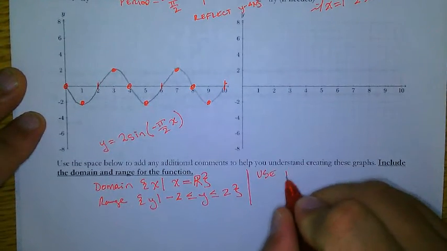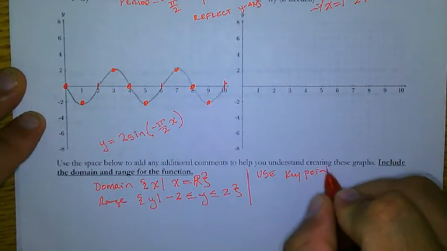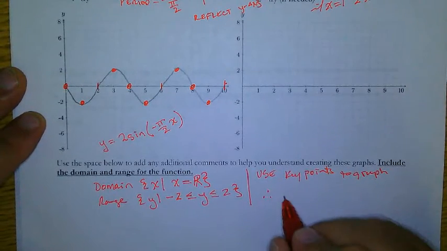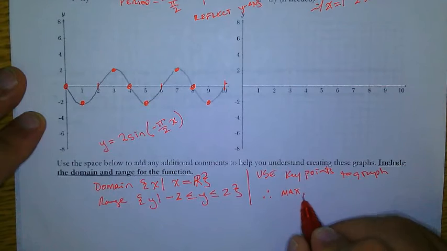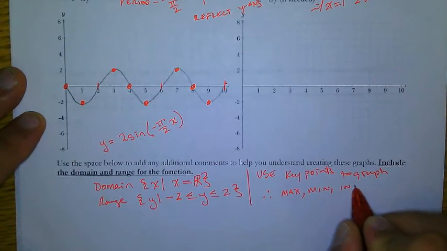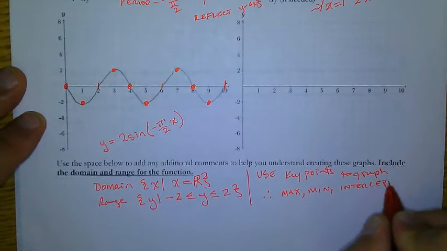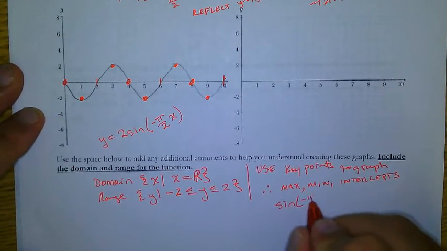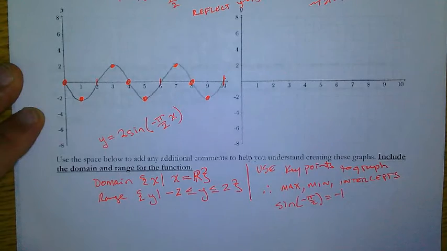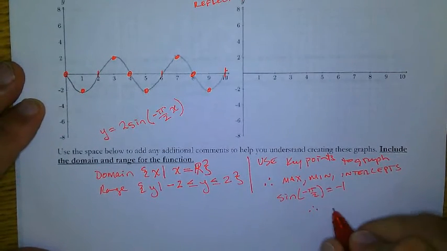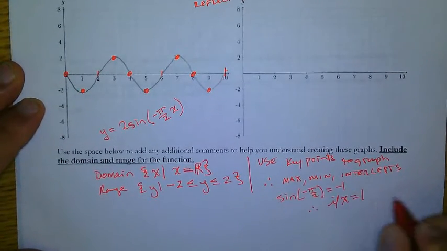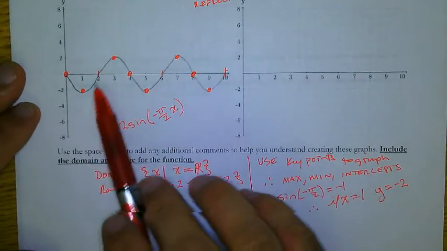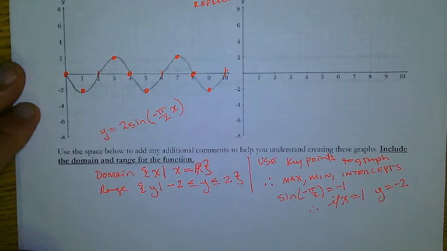We know that we want to use key points to graph, right? What that means is that we're looking for our maximums, our minimums, and our intercepts. Right? So, for example, for this one, I know that the sine of negative pi over 2 is equal to negative 1, so therefore, if x equals 1, y equals negative 2. Right? And that can help me with drawing the graph. Very, very important that we can understand that process.